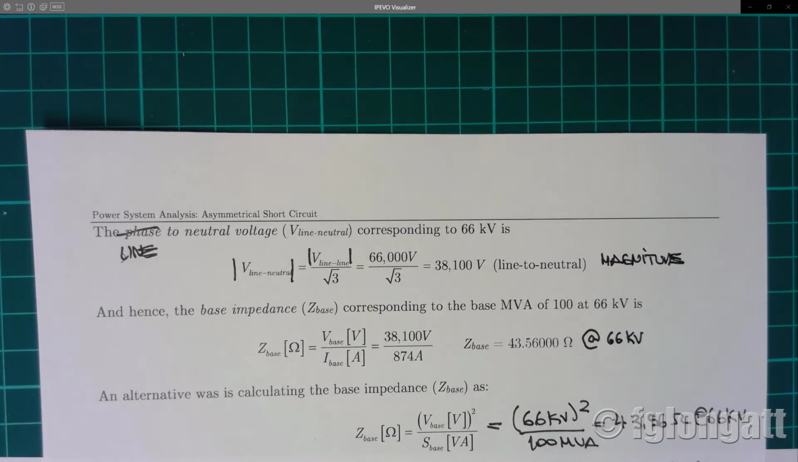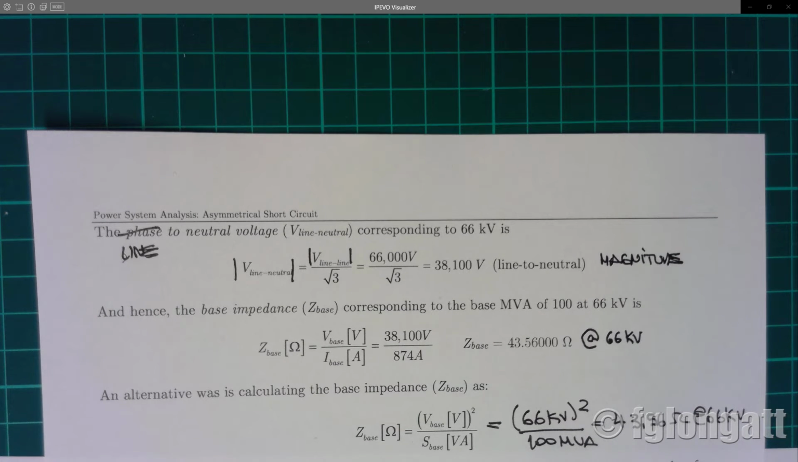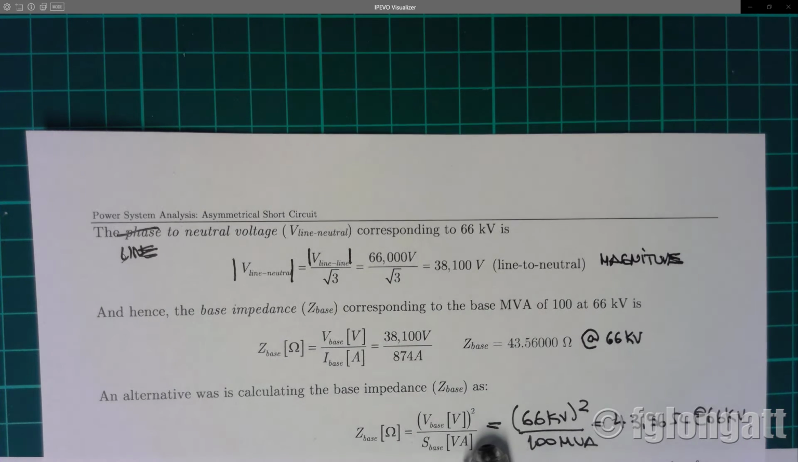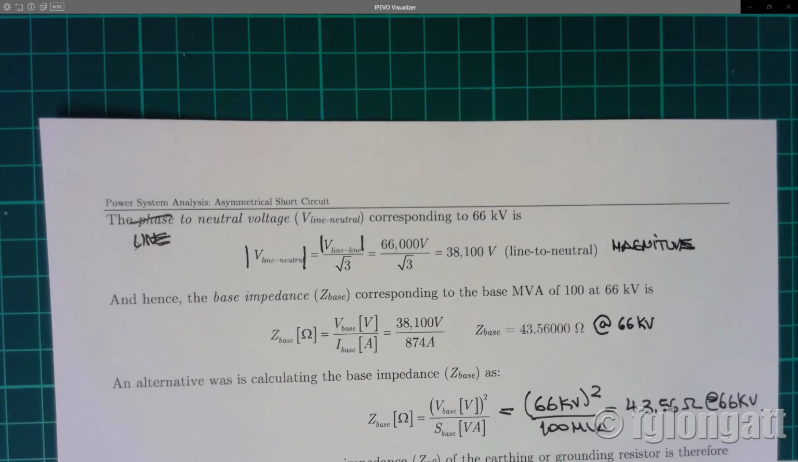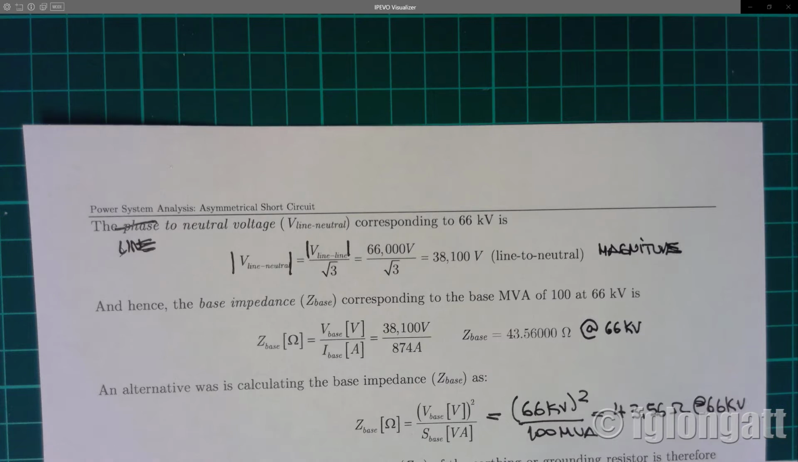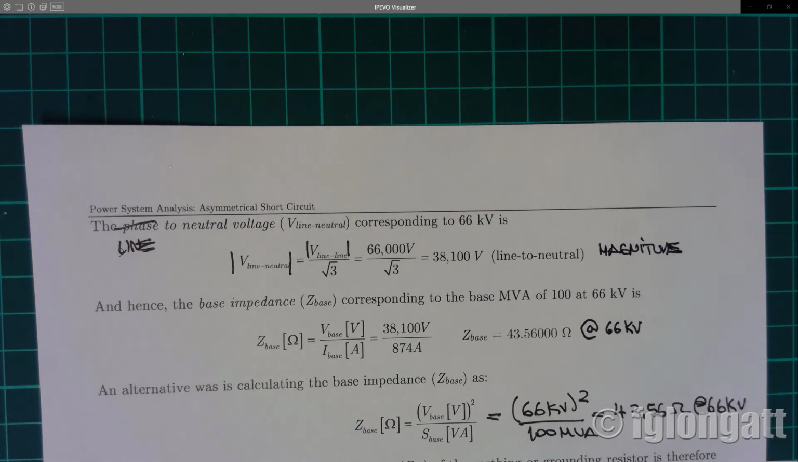Okay? What is the idea, my students? If you want to use this equation, it's perfectly fine. But remember, you will need also the current base, because in this problem, we are calculating currents and we are asking for amps.